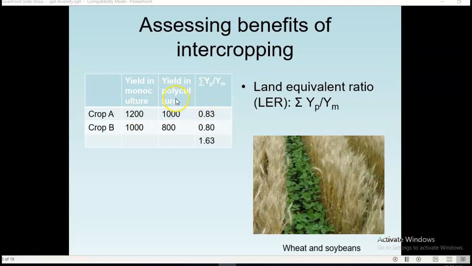This is kilograms per hectare of yield. And we can see that our partial land equivalent ratio is 0.83. So it may be that for this crop, you get more yield when you grow it as a monoculture, but when you add all of these partial amounts up, in this case too, crop B, you don't get as high a yield in a polyculture as you do in a monoculture. But when you add up these partial land equivalent ratios, you actually get a number that's above 1. And so that means that you actually get a higher yield when you plant these together.